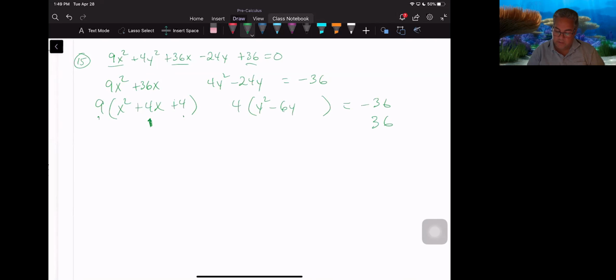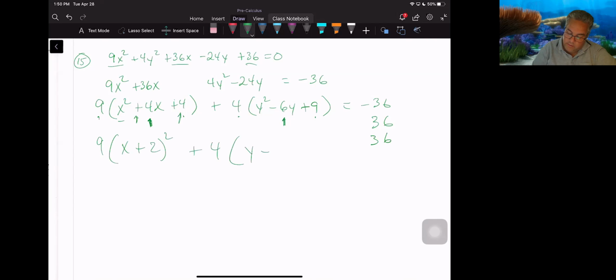So now let's do this one right here. Half of 6 is 3. 3 squared is 9. But that's not a 9. That's also a 36. That's a 4 times 9. So I'm going to add another 36 over here. Clean this up. There's a plus sign here. So I've got 9 times the quantity x plus 2, squared, plus 4 times the quantity y minus 3, squared. All right, well, that's gone, and I'm left with a 36.